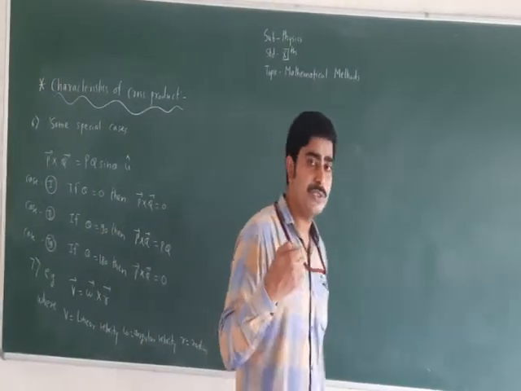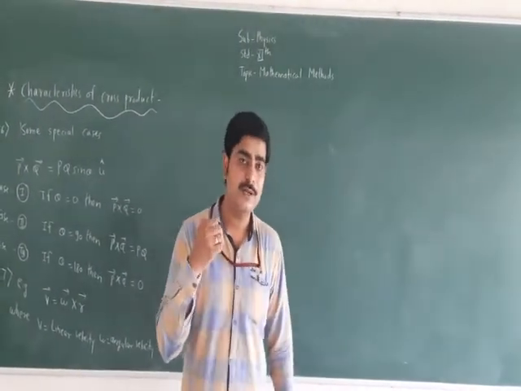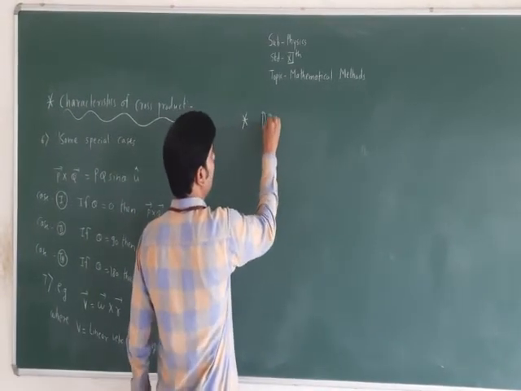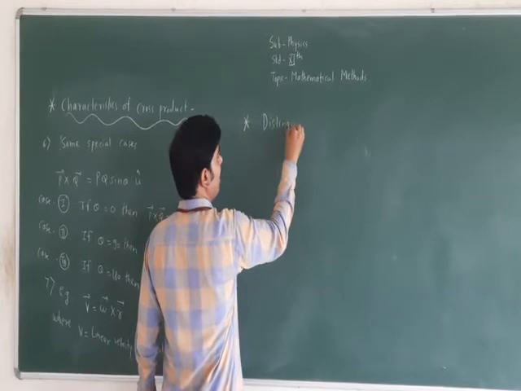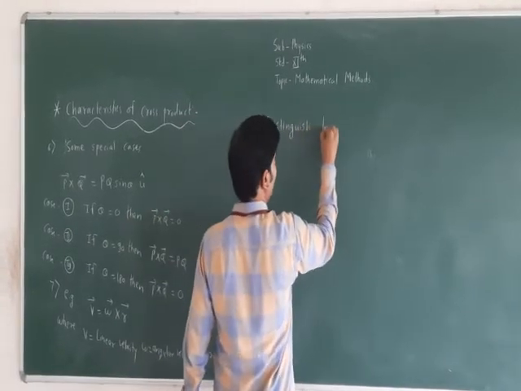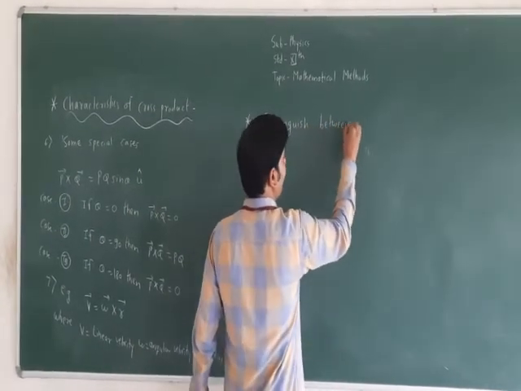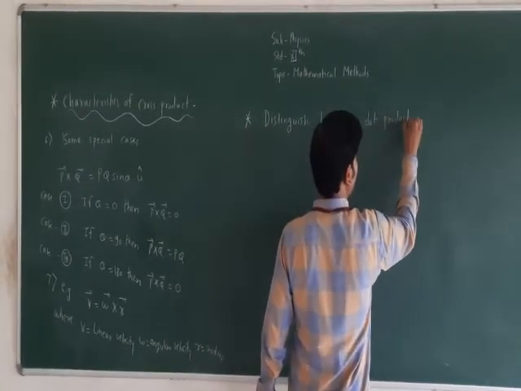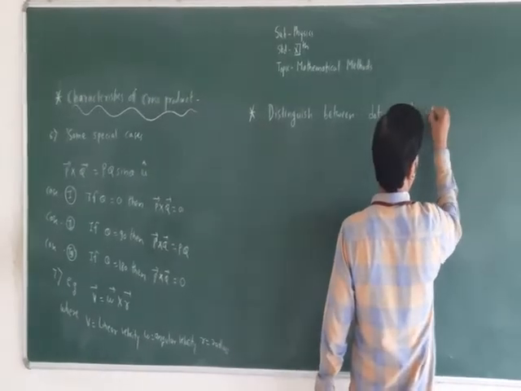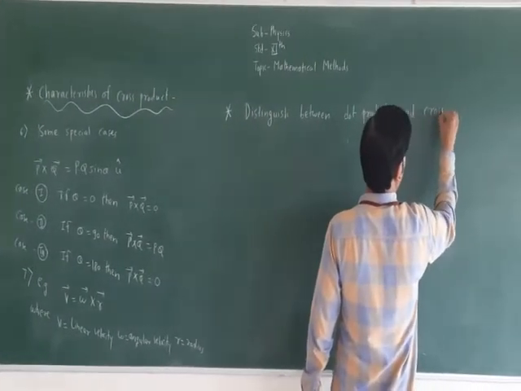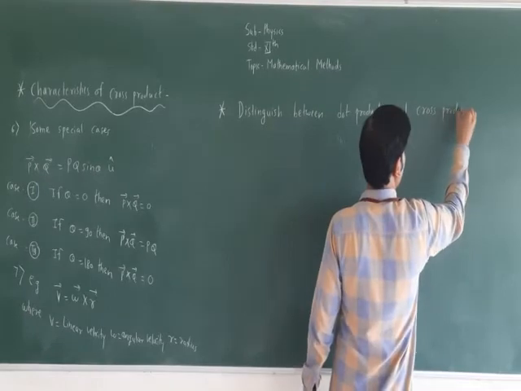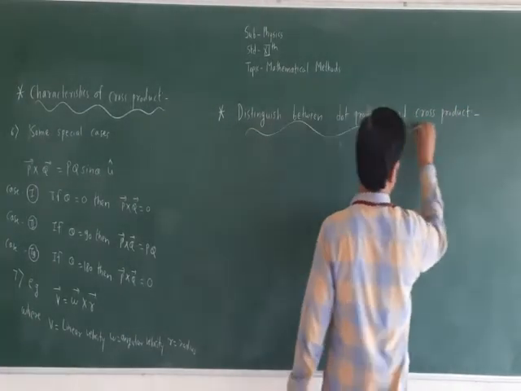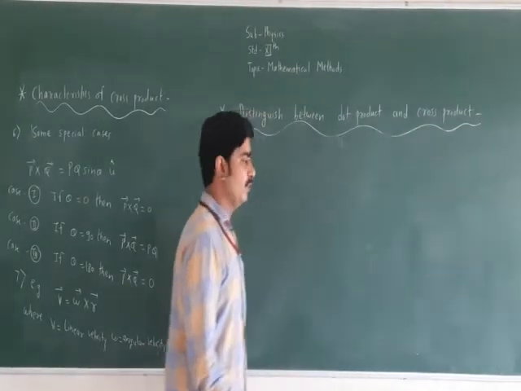Now we are going to see the next point: distinguishing between the dot product and the cross product. Distinguish between dot product, which is also known as the scalar product, and cross product. This question is asked in the examination for 2 marks. So for 2 marks, you should write a minimum of 4 points.